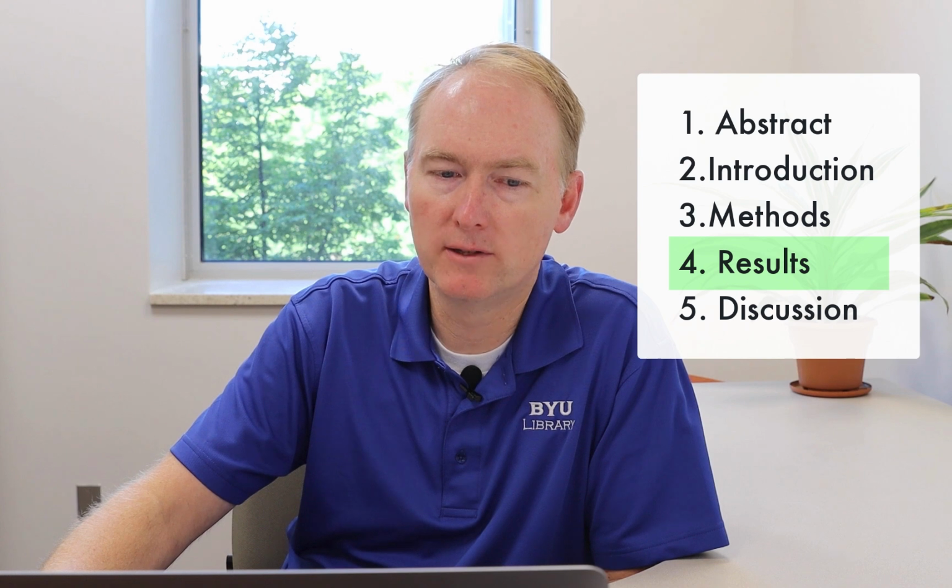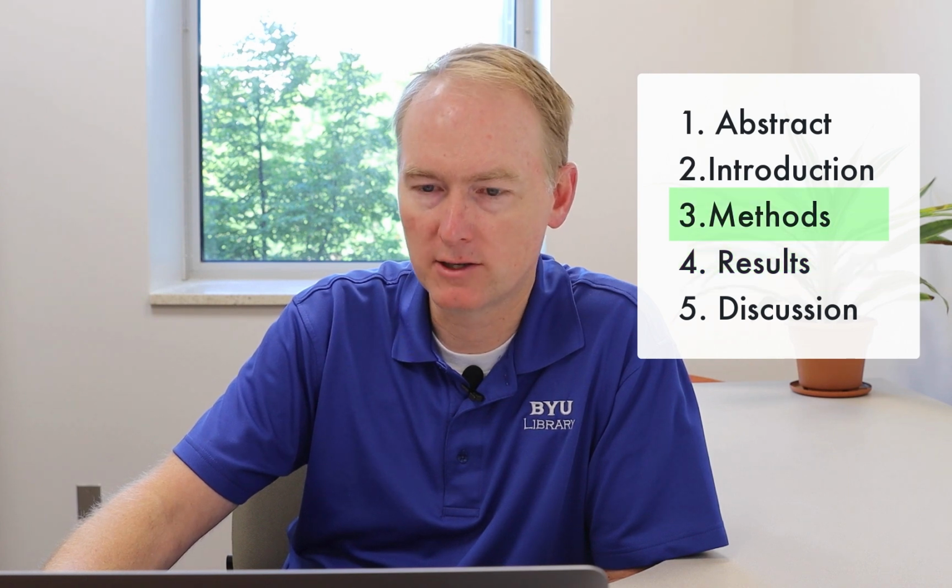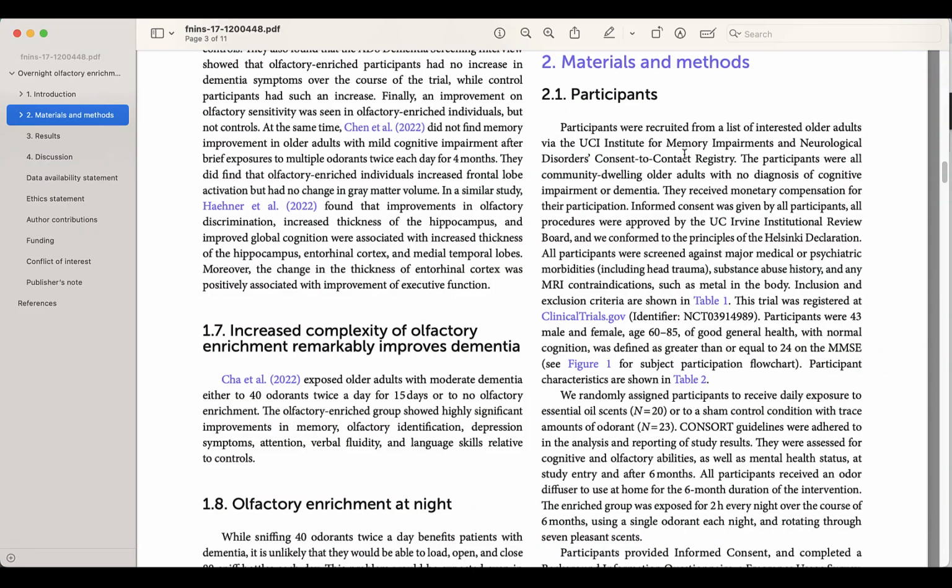Once you've gone through the results, then I would say you could jump to the methods section. I like going to the methods at the end because sometimes the specific details might not mean that much to you before you really understand what the results are and what the significance of the results are.